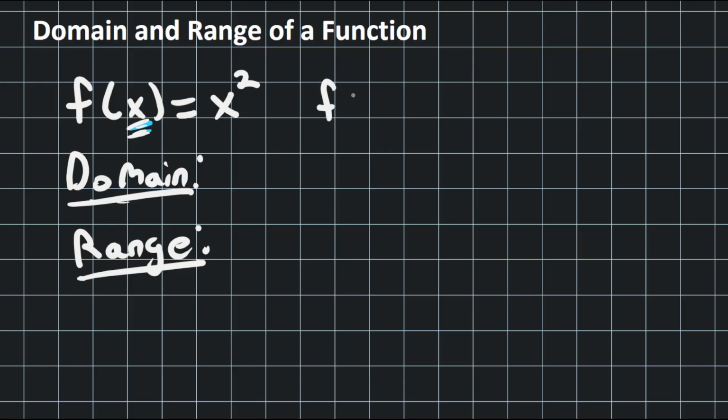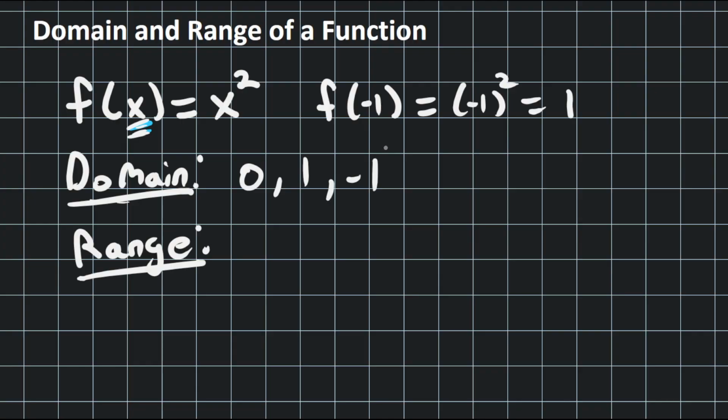Well, we can put 0 in there. F of 0 comes out to 0 squared, which gives us 0. So 0 works. F of 1 comes out to 1 squared, which gives us 1. So we know 1 is fine as well. We can also do negative 1. F of negative 1 equals negative 1 squared, which is 1. So negative 1 works. Can we input negative 2? Sure we can. F of negative 2 equals negative 2 squared, which is 4. So we're allowed to input negative 2 as well.